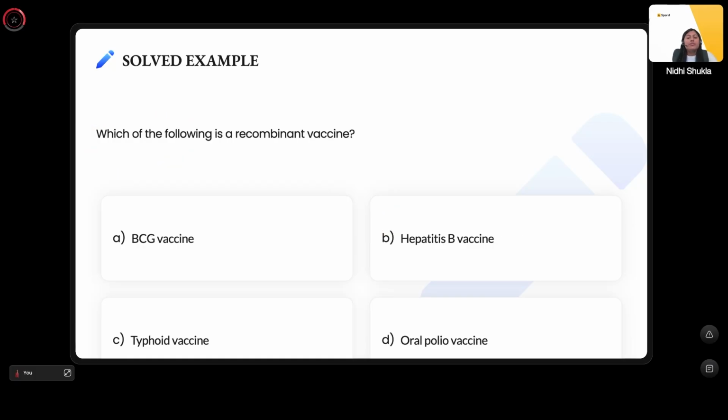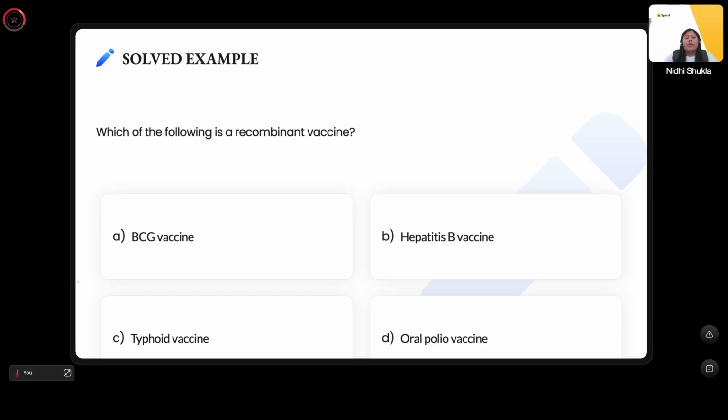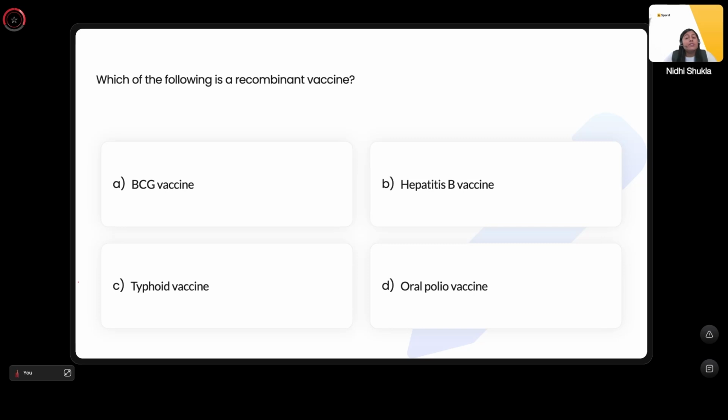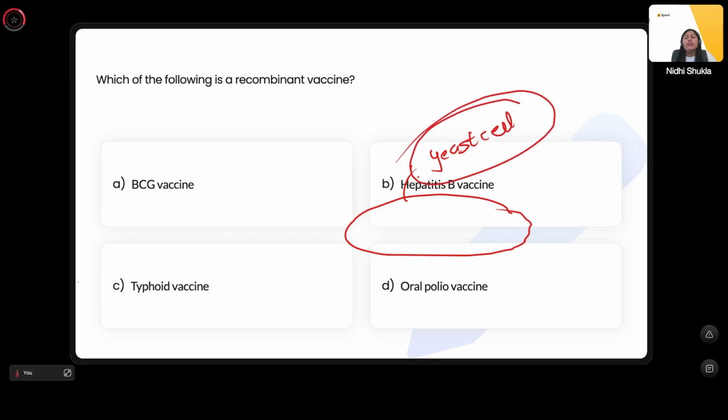Now, which of the following is a recombinant vaccine? Here there are BCG vaccine, typhoid vaccine, oral polio vaccine, and hepatitis B vaccine. Out of all these four options, there is one vaccine which has actually been produced using recombinant DNA technology. And what is that? That is hepatitis B vaccine. Do you know what the host cell is? The host cell for hepatitis vaccine is a yeast cell.